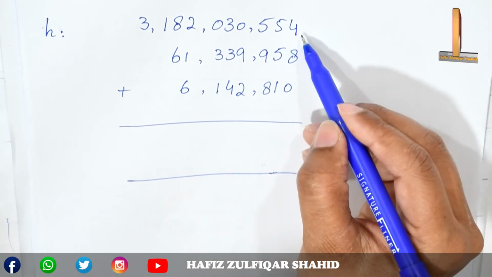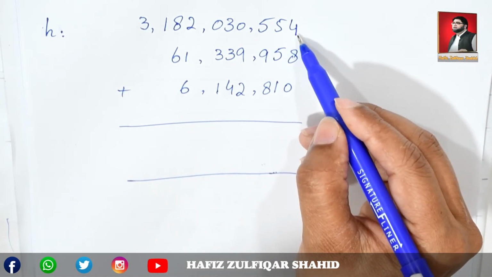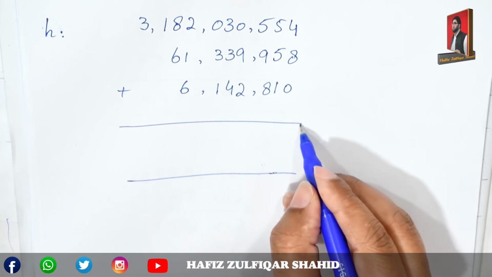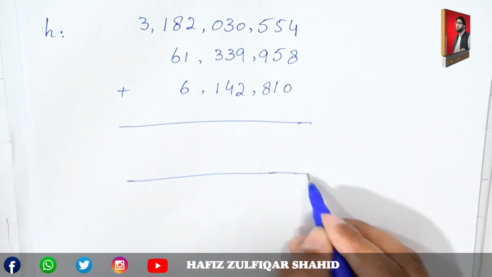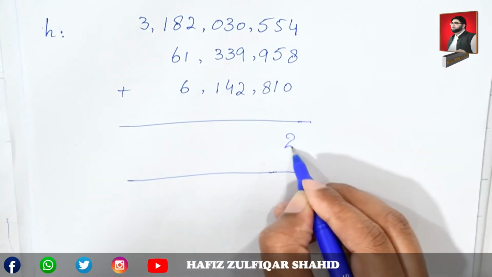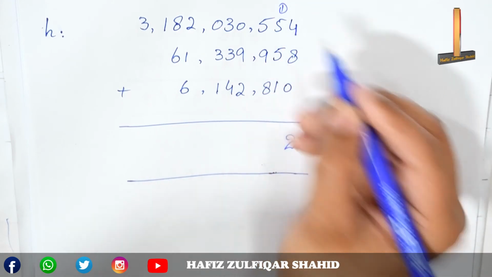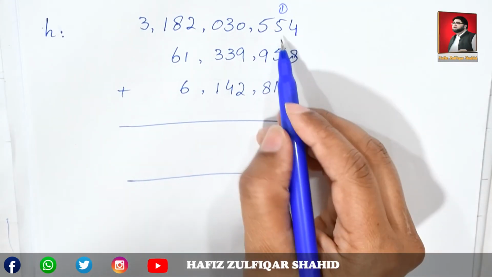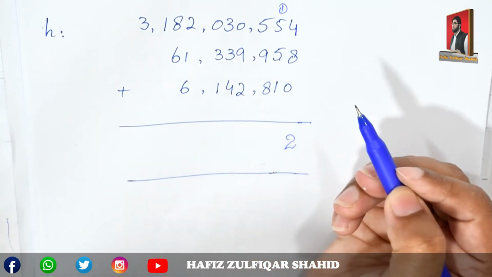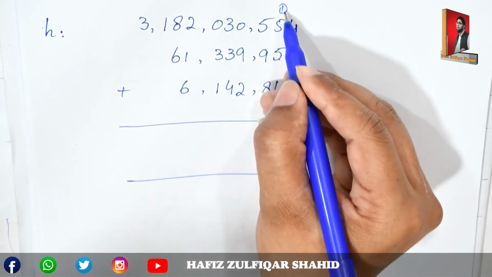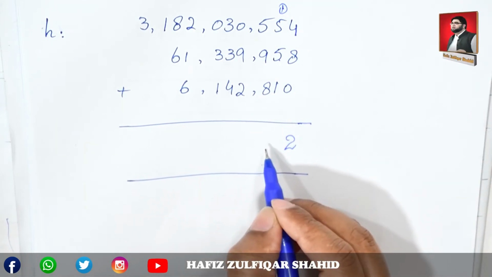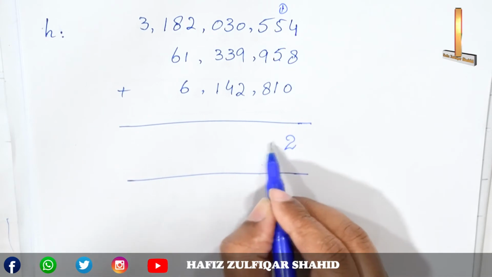Following the same process, we will add first two digits. 8 and 4, 12. 0 means nothing. Write 2 in the answer. Take 1 carry to tens. 5 and 5, 10. 1, 11. Add the carried 1. It will be 12.